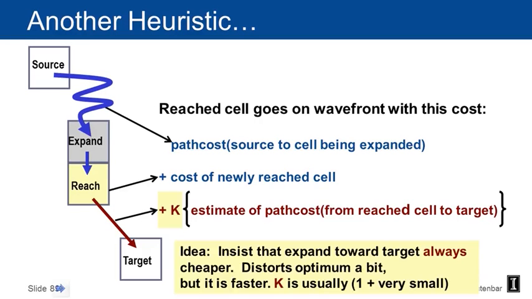What is that? The idea is that we insist that the expansion toward the target is always cheaper. So we put a little bit of extra factor in there that makes the distance to the target hurt more in this cost index. So if you go away from the target, it hurts more. If you go close to the target, it hurts less. People will usually take the K and make it a small number, and you play with it. It's a tuning parameter. You will force the paths to go toward the target.